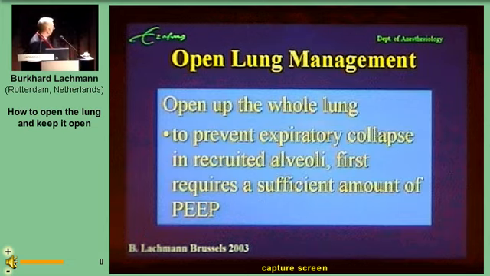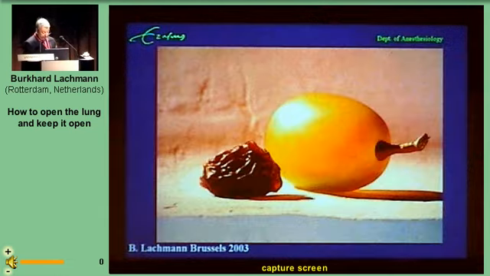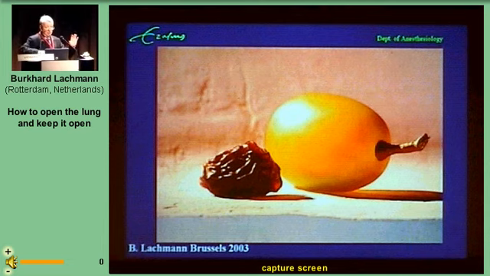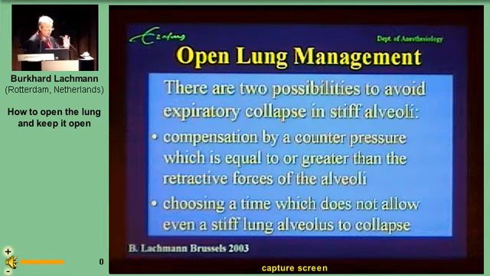In the procedure, the first thing is, of course, to prevent expiratory collapse in recruitable alveoli. This first requires a sufficient amount of PEEP. And normally, all of our patients are a little bit hypovolemic, and you have to guarantee that the patient is in a very good euvolemic state. And there are two possibilities to apply the right PEEP level.